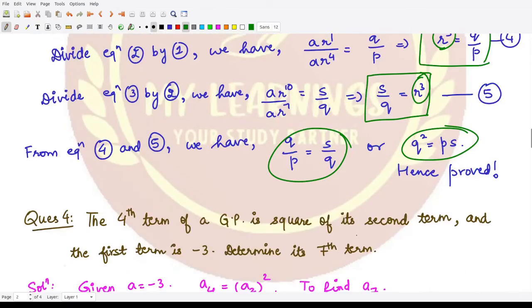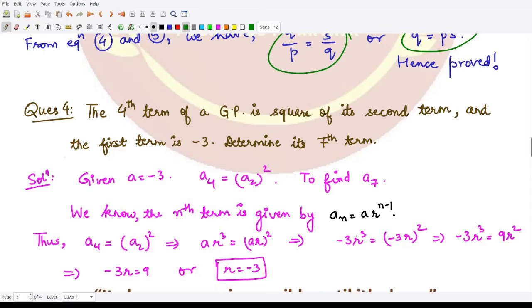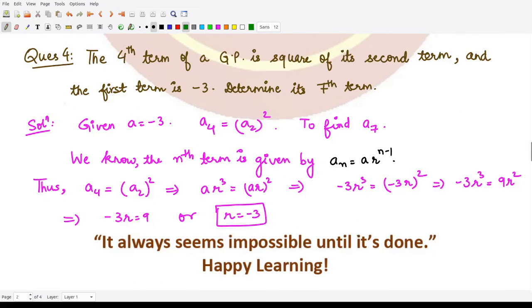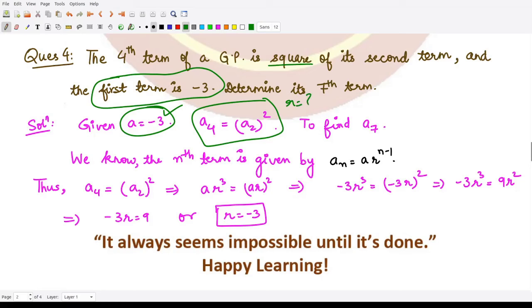Okay, now let's move forward on to our next question, question number 4. This question says that if the fourth term of GP is square of its second term, what does it mean? The fourth term of GP, that is A4, is equal to the square of its second term, A2. So if this equation is given to us, and moreover, the first term is given to be minus 3, so that means A is given to be minus 3, right? That means from this equation, we need to determine what is our R.